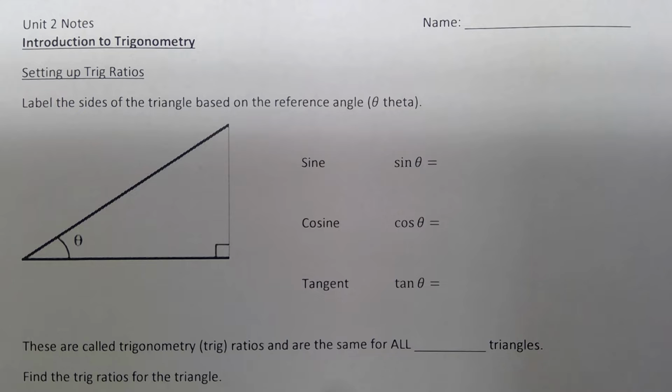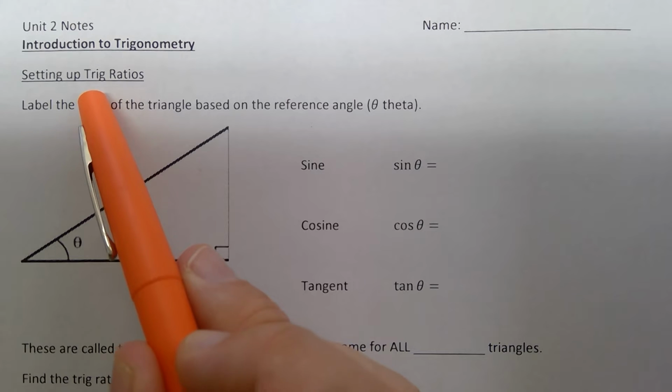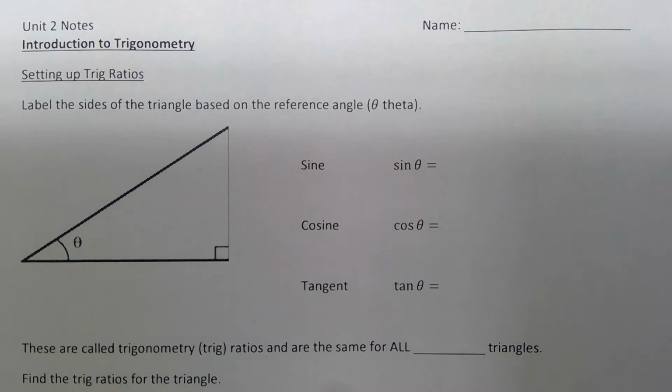Here we're going to have our introduction to trigonometry. So in our first video, we saw the Pythagorean theorem. We did a bit of labeling based on a reference angle, but we didn't really see this idea of trigonometry come up yet. Okay, so today is going to be the first day that we look at trigonometry. So we're going to talk about setting up trigonometry ratios, or trigonometric ratios, or we're just going to abbreviate that with trig ratios.